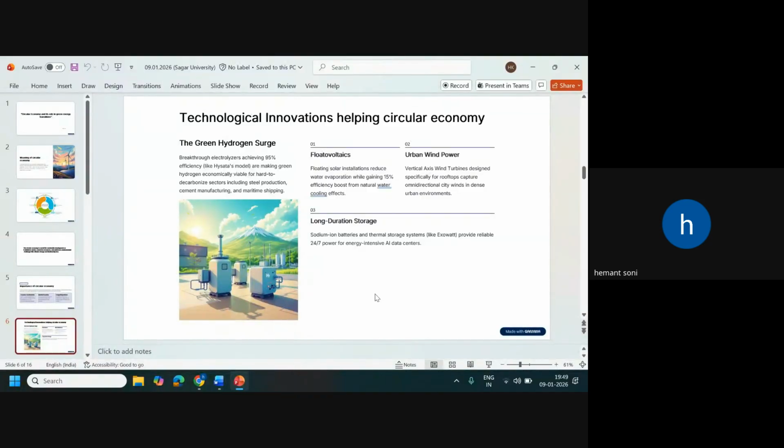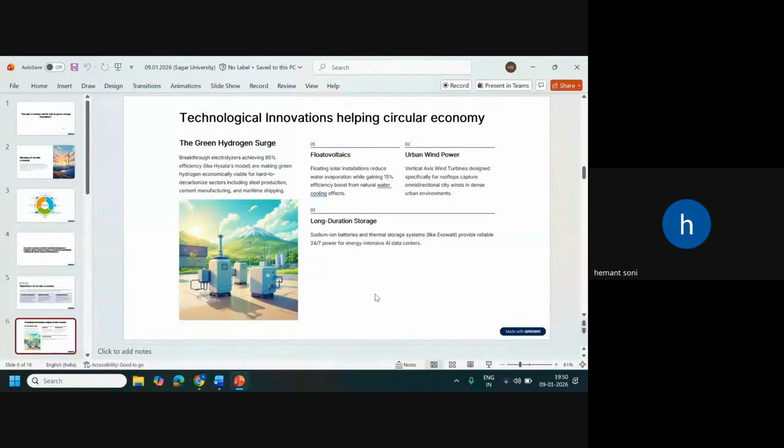Then the other technological innovations are photovoltaics. These are floating solar installations. They reduce the water evaporation while gaining 15% efficiency boost from natural water cooling effects. Now, here also, I have seen such establishments in our country, where the photovoltaic cell is floating over the water, so the difference of temperature at the surface and beneath the surface and in the water is quite substantial, resulting in providing coolness of water, and also it improves the transmission of photovoltaic generation of electricity.